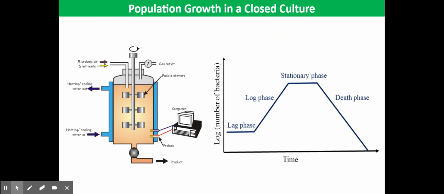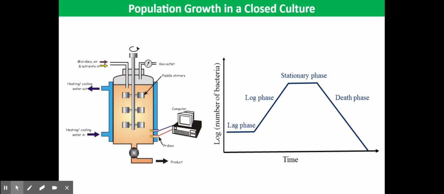Finally, I'm just going to mention the primary and secondary metabolites. Primary metabolites produced during the normal activities of microorganisms will be collected from a fermenter during the log phase. In a fermenter, the population is not kept in a closed culture, but conditions are maintained for optimum growth.